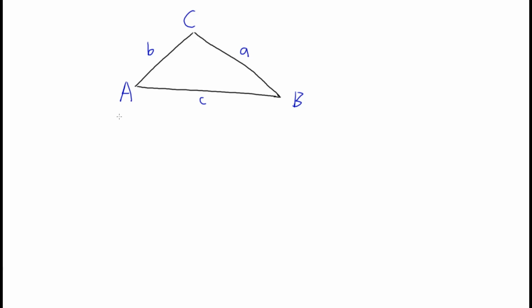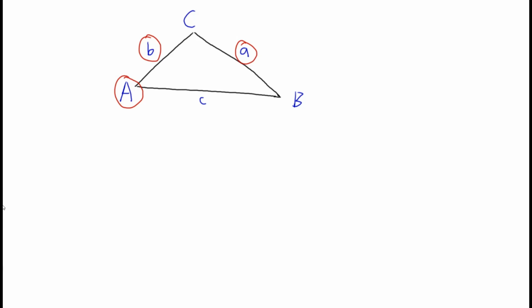When a problem asks you to solve for an SSA triangle, you're given three pieces of information. First, you're given one angle, second, you're given the side opposite the angle, and third, you're given the side next to the angle, or one of the sides next to the angle.